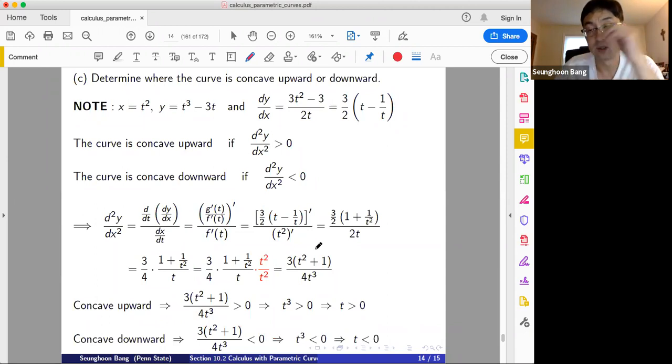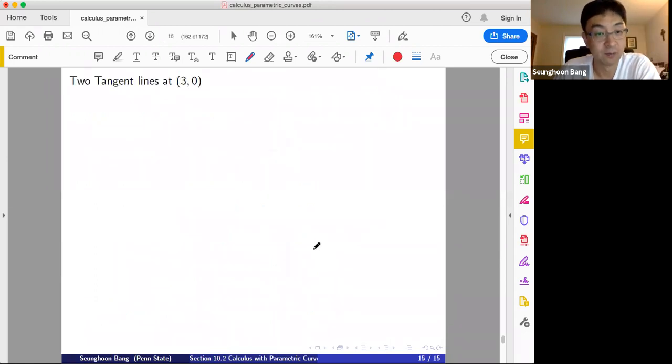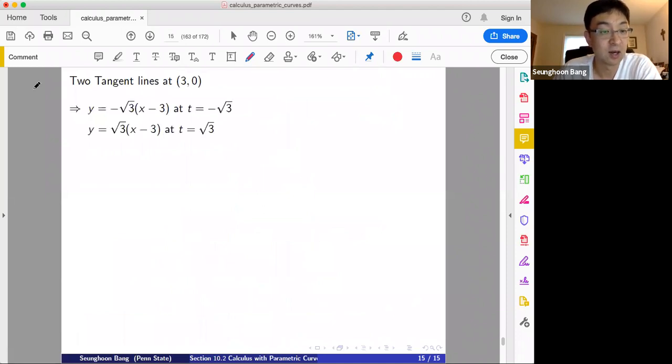The last one: how can you sketch the graph? You can use all the information from A, B, C. We have two tangent lines at 3, 0, like the answer to the first question. This is A. The answer of the first question: y equals minus root 3 times x minus 3 at t equals minus root 3, and y equals root 3 times x minus 3 at t equals root 3.